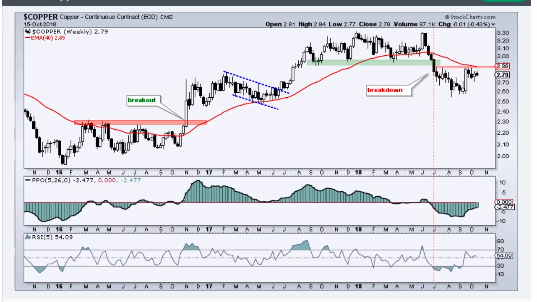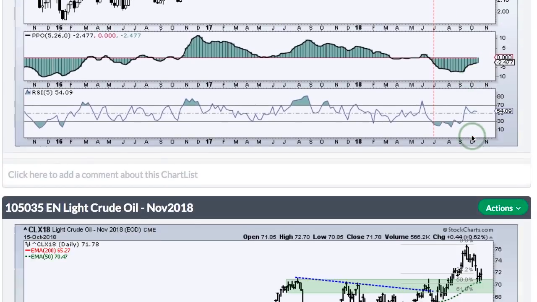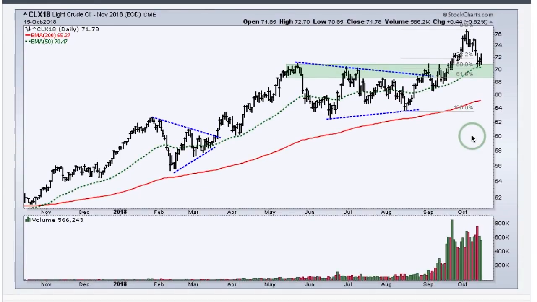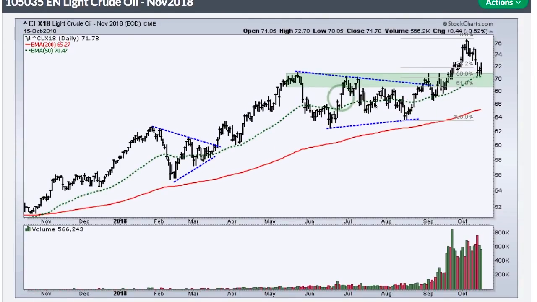Copper is still in a downtrend, so nothing much going on here. It surged and then consolidated. Unless it can get a breakout here, I would be bearish on copper. And then oil is at a potential support zone. You can see there broken resistance turning into support as it retraces 50% of that prior advance.